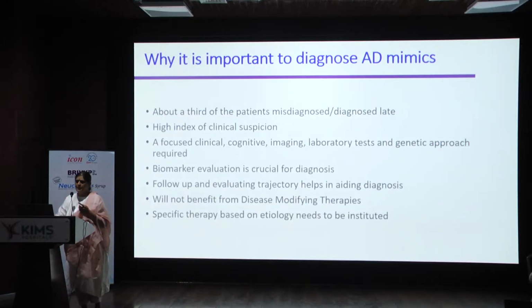Therefore, to summarize, why is it important to diagnose AD mimics? Because a third of them are misdiagnosed and diagnosed late. We should have a high index of clinical suspicion. All the more reason to do a clinical, cognitive, imaging, laboratory, and genetic approach, and come back to the clinical, cognitive, imaging, laboratory, genetic approach. And this is what we do in the OPD, day in and day out. We call the patient back, look at things again to make a diagnosis.